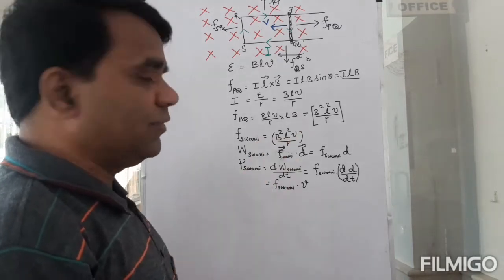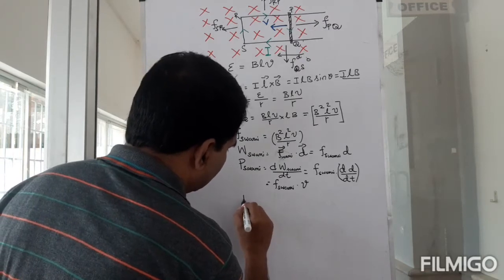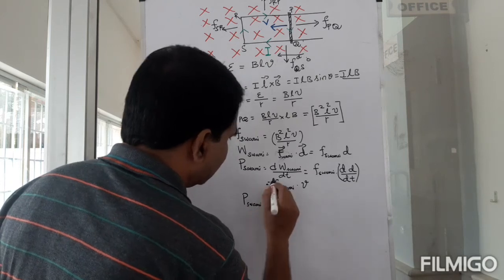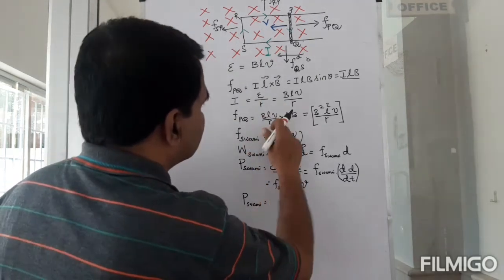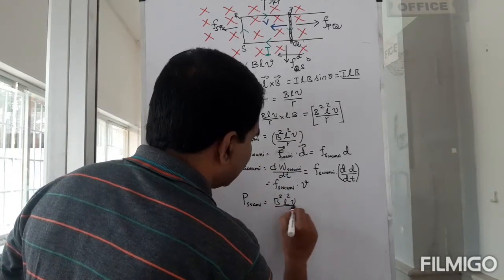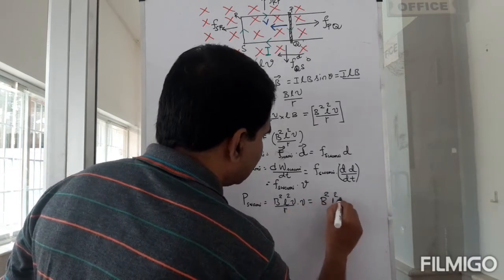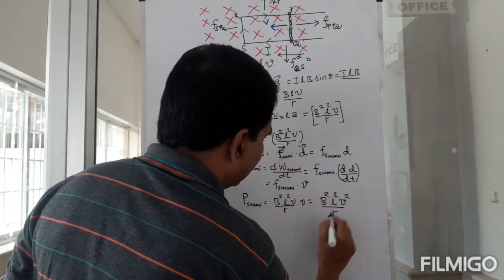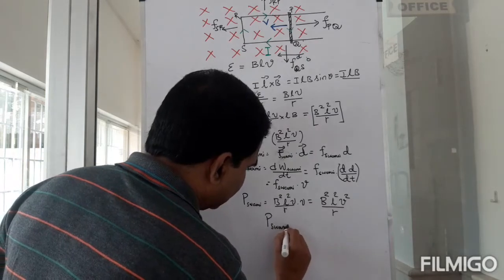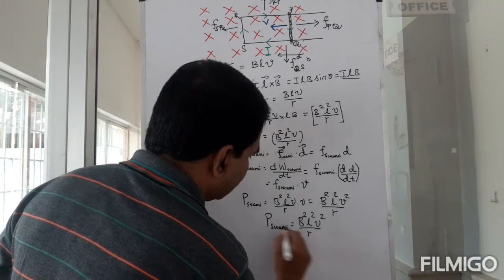So now can I calculate the power? The power I need to provide is going to be equal to F, which is B squared L squared V by R, into V. So I'm going to get B squared L squared V squared by R. So the power I generate is equal to B squared L squared V squared by R.